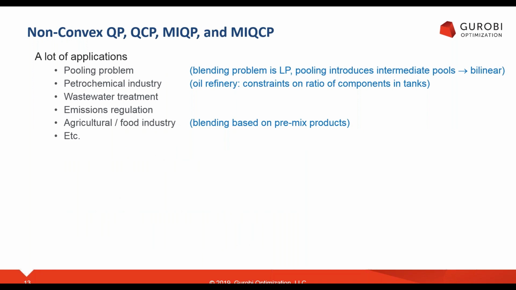So non-convex quadratic programs, so non-convex quadratic constraints or non-convex quadratic objectives, come in very handy when you want to solve certain types of applications, and they appear in several industries. So one of the most important ones is the so-called pooling problem, which appears in the petrochemical industry, but there are other industries as well that need to solve those non-convex quadratic programs, as you see here in this list.